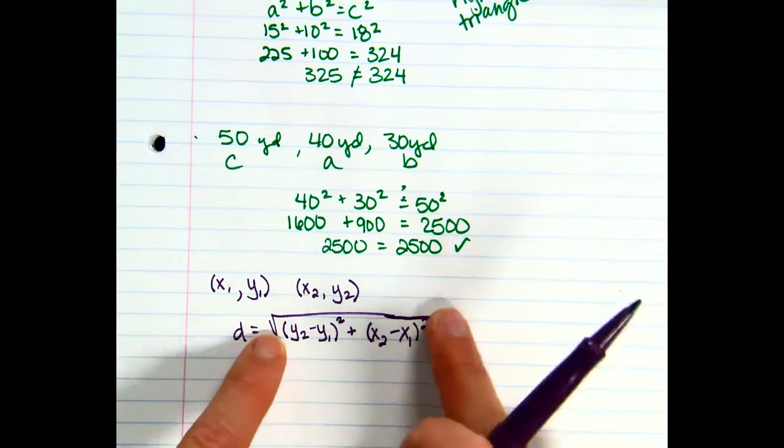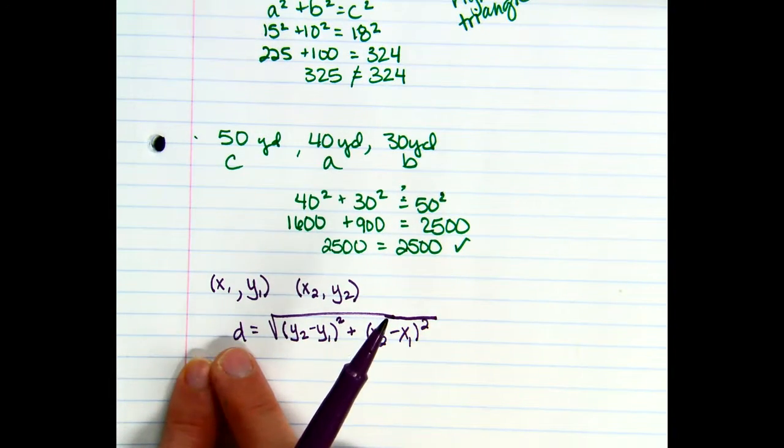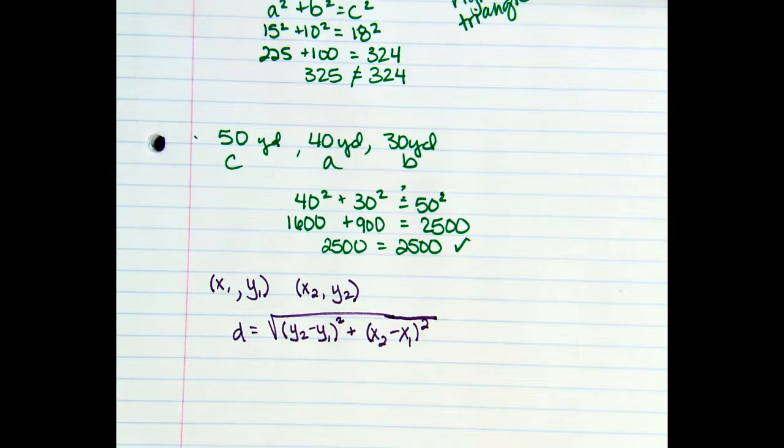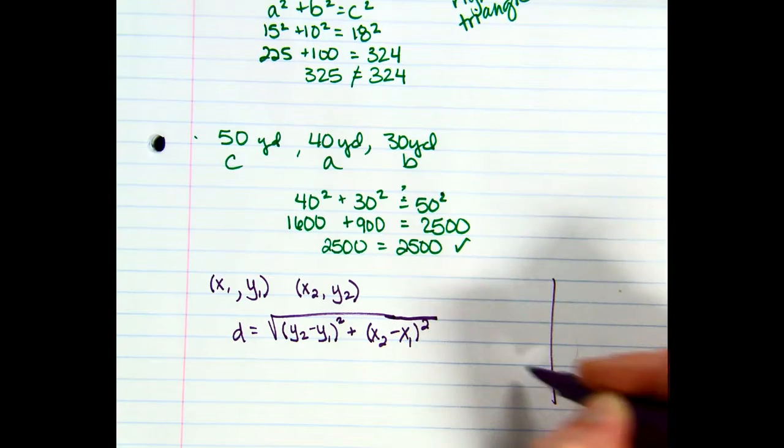If you think about this, if we square both sides, we would have d squared equals the difference in your y squared plus the difference in your x's squared. So you can kind of see where the Pythagorean theorem is coming from.